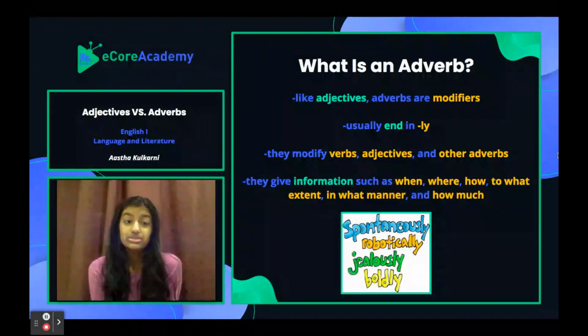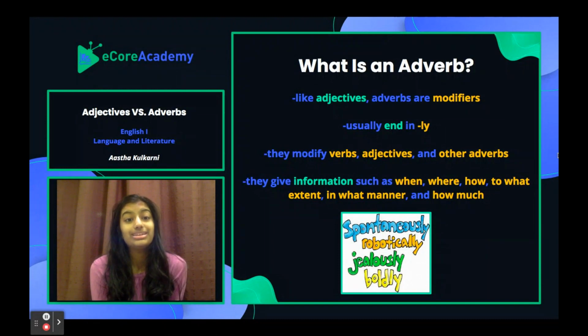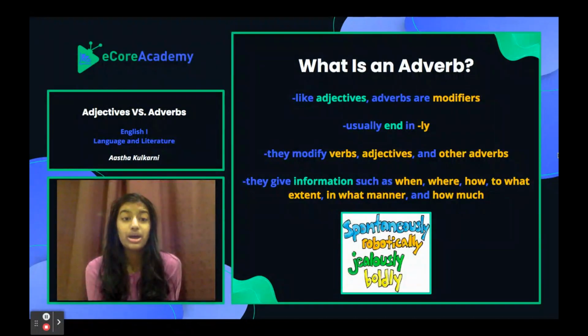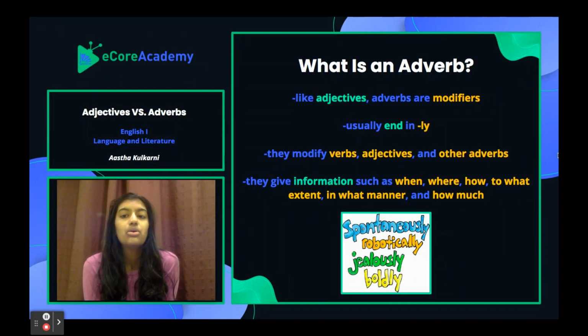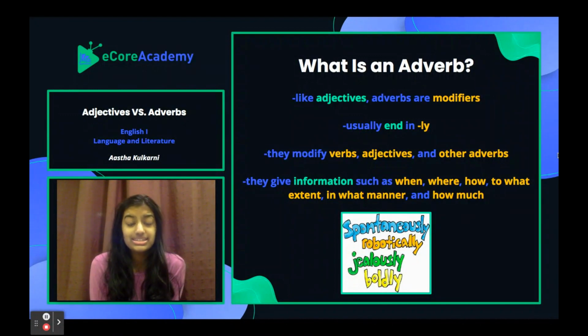But if you see the ending "ly," you may assume it is an adverb, but you want to be sure because some words that end in "ly" can be a noun as well. And then some words that don't end in "ly" can also be an adverb. They modify verbs, adjectives, and other adverbs. This is different from adjectives because adjectives only modify nouns or proper nouns. And then they give information such as when, where, how, to what extent, and what manner, and how much. So it's a little bit more, not in-depth, but more specific than the adjectives list.